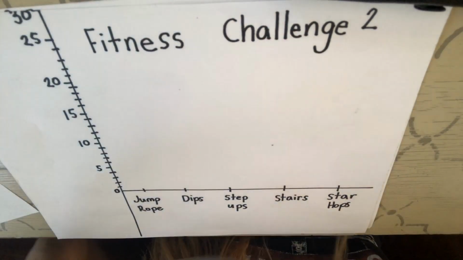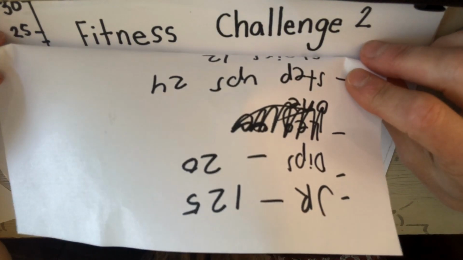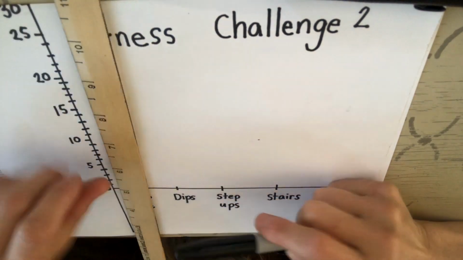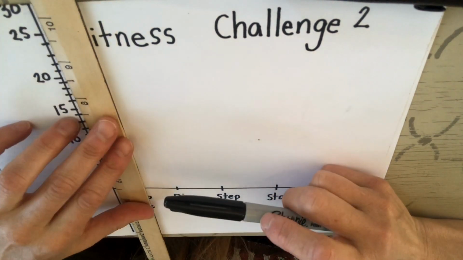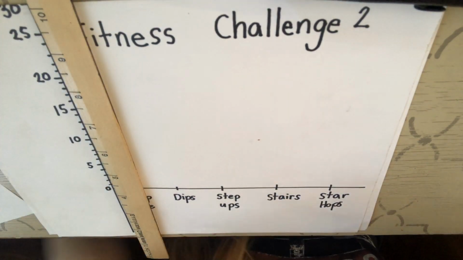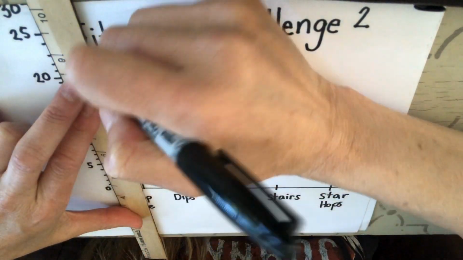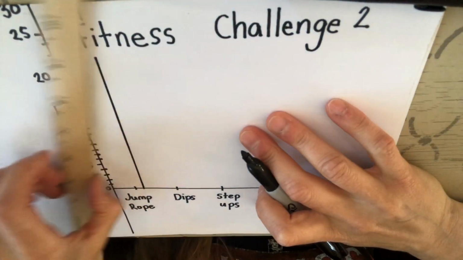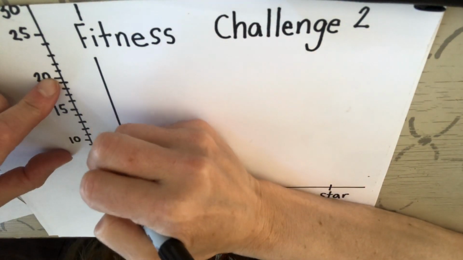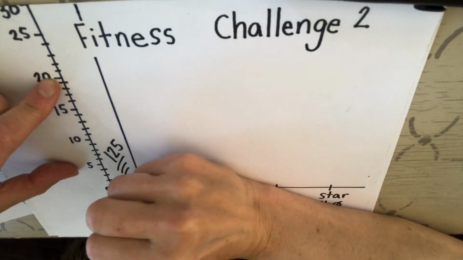So first, I'm gonna start with jump rope. And jump rope, I've got 125 jumps in 1 minute. So right here, it says jump rope. I'm gonna take my ruler and trace all the way up to the top because my jump rope blew out my bar graph numbers. So it's way above 30. So I'm gonna go all the way up. And then inside right here, I'm gonna write my number big because it's pretty awesome. 125 jumps in 1 minute, and I'm gonna underline it.